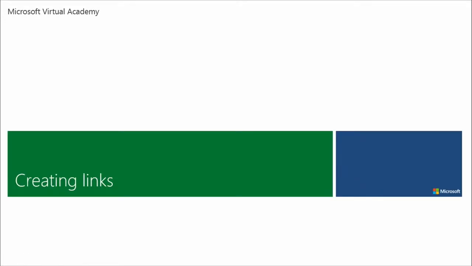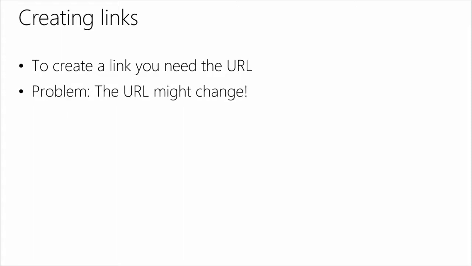One of the little problems that we can run into here is that we need to be able to create links. And in order to create a link, we need to have the URL. And unfortunately, the URL might change. That's true. And it might change for restructuring purposes or otherwise. So if it changes, and I've hard-coded that URL in 12 different places, I now have to run around to all of those 12 places and change that.